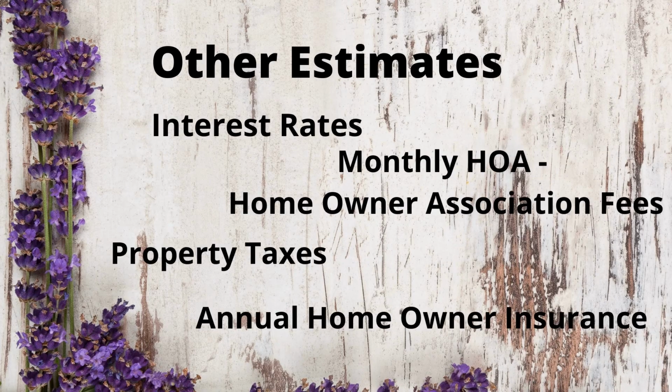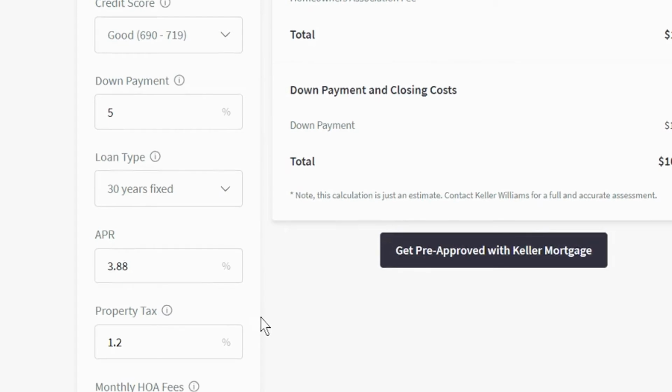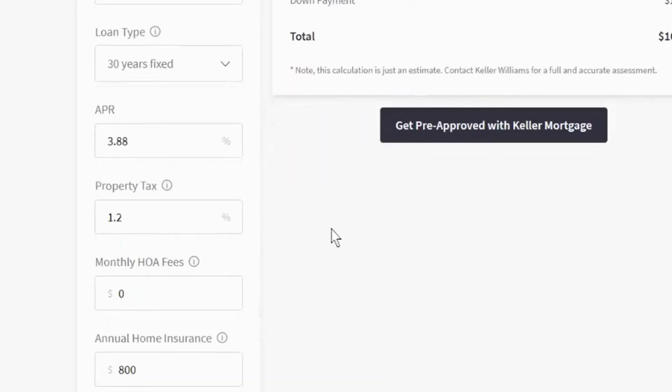Annual percentage rate for interest. As it fluctuates based on your credit, your type of loan, the current federal prime rate, we can leave an estimate in here of, say, 3.88%. Maybe higher, it may be lower.